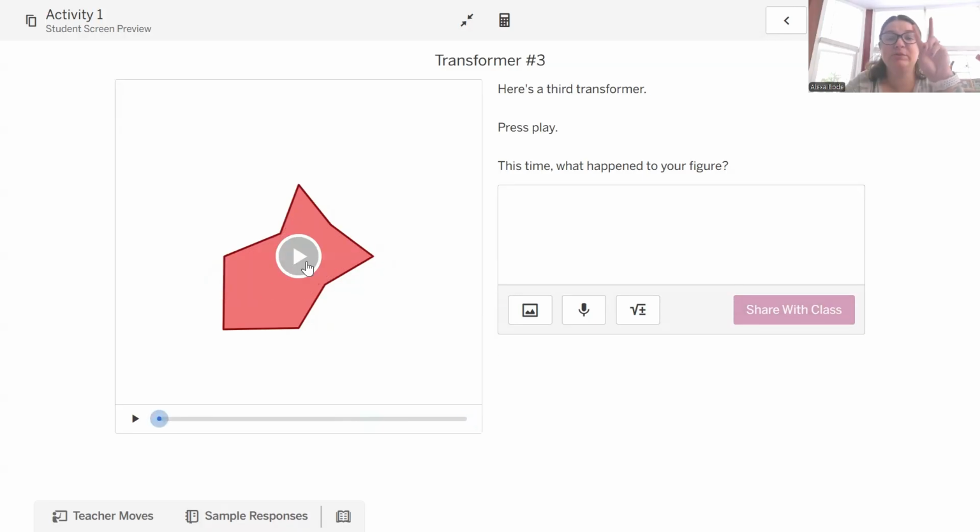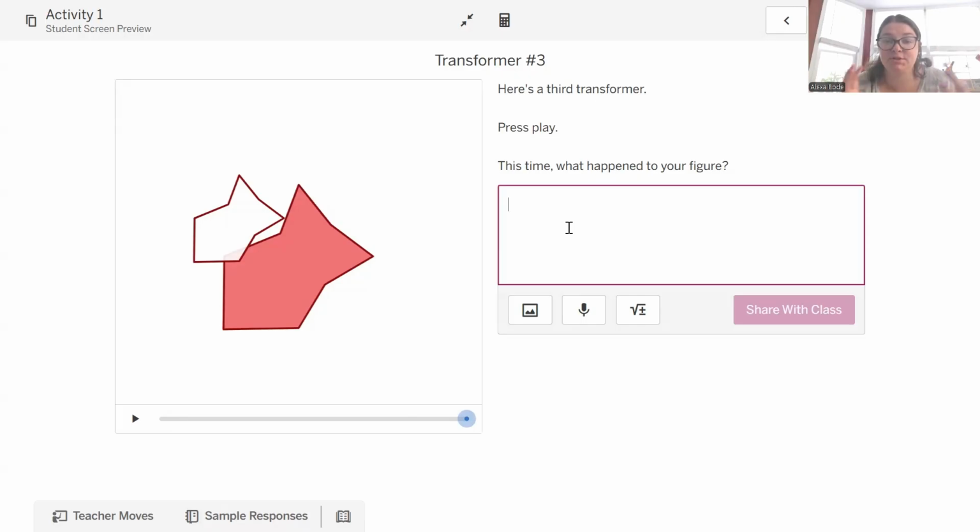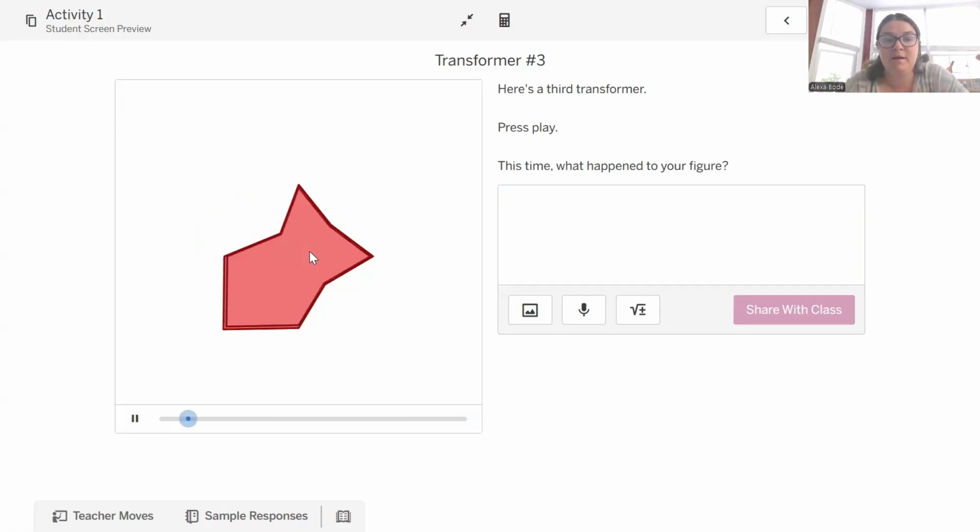Okay, and then our last transformer, this one's going to take two different movements. You are going to describe both. So at first, what is it doing? And then that second movement. So it's doing what? And then moving where? So I want you to describe it first does this, then it does this. Again, type it in the box, share with class, read through what your classmates call that. What is everybody calling this movement and then this movement?